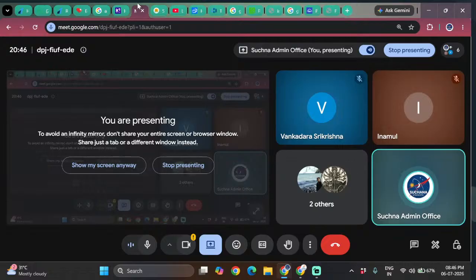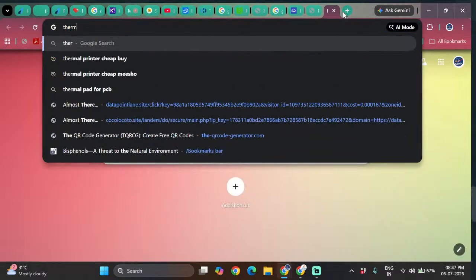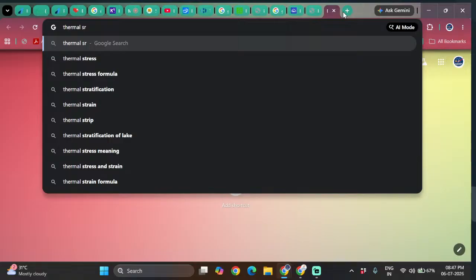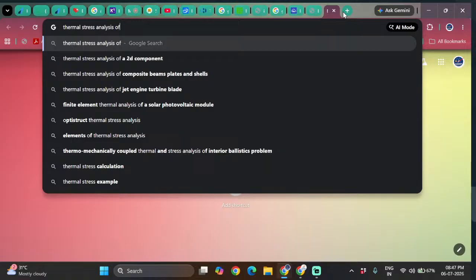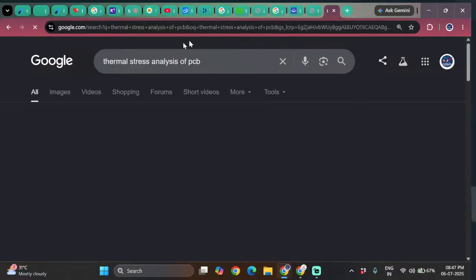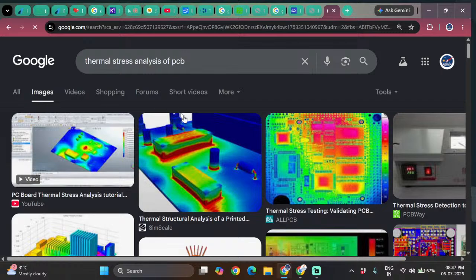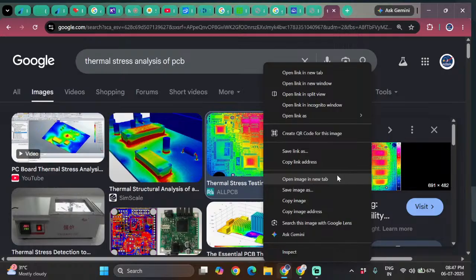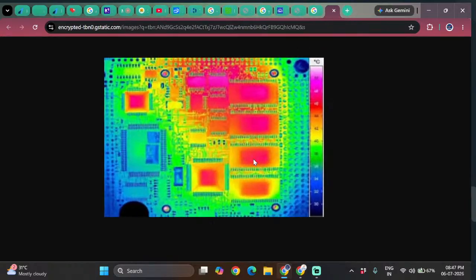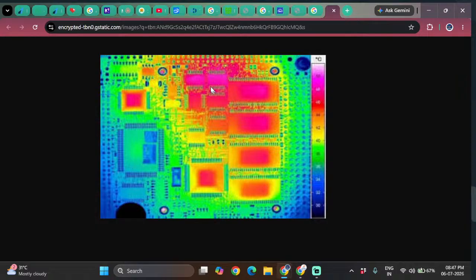See, in a PCB you have so many things. There is a thermal stress test, and there is thermal stress analysis. So I will show you how thermal stress analysis looks. Thermal stress analysis of PCB. See, usually after completely designing the PCB, we perform thermal analysis. So this is how our thermal analysis report looks.